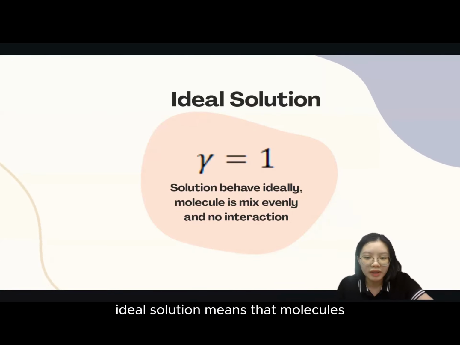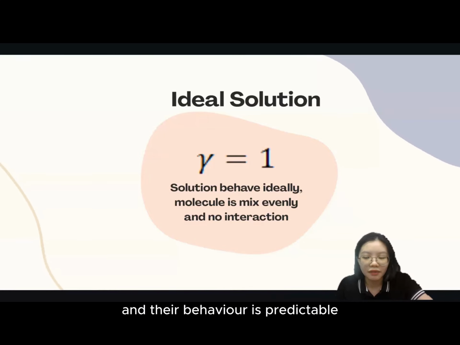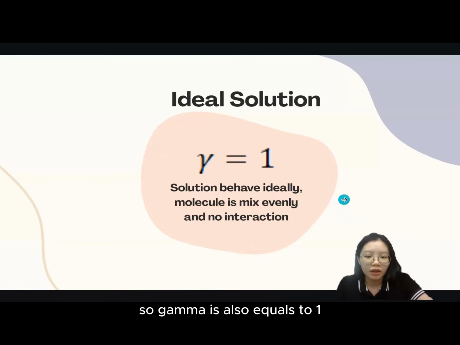An ideal solution means that molecules will mix evenly, there are no interactions between each other, and their behavior is predictable based on the concentration. So gamma is equal to 1.